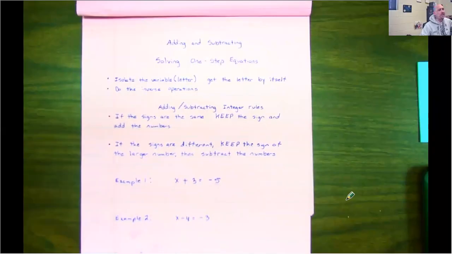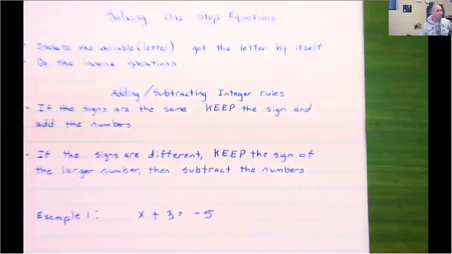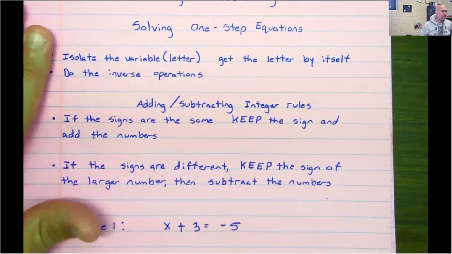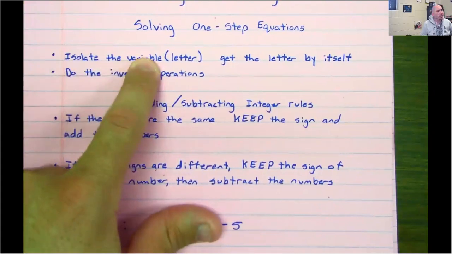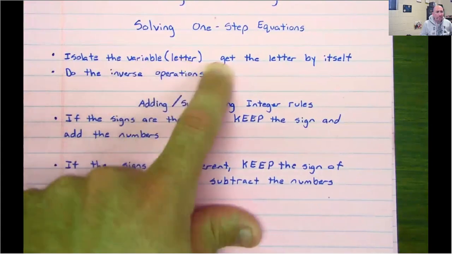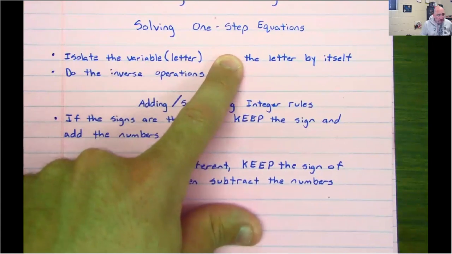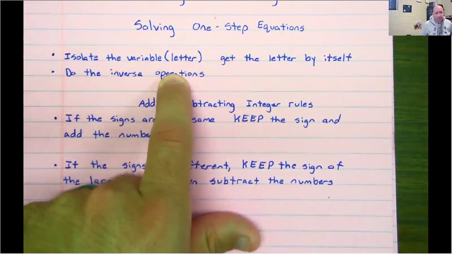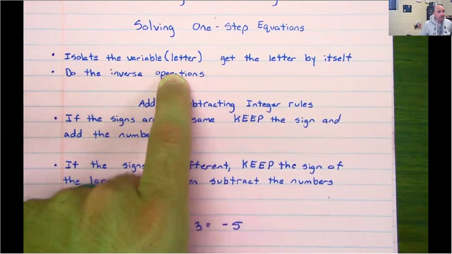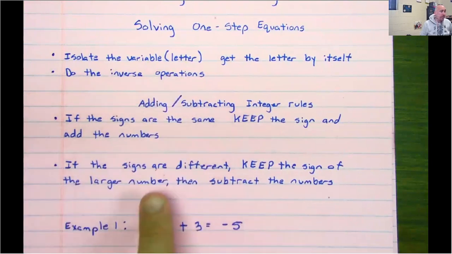All right, guys, so today I'm going to go ahead and share my screen, and we're going to do a second video on adding and subtracting, solving one-step equations. As a quick reminder, you're trying to isolate the variable, which is the letter. You're trying to just get it by itself. How do you get the letter by itself? You do the inverse operation. The inverse of adding is to subtract. The inverse of subtracting is to add. That's literally all we're doing.